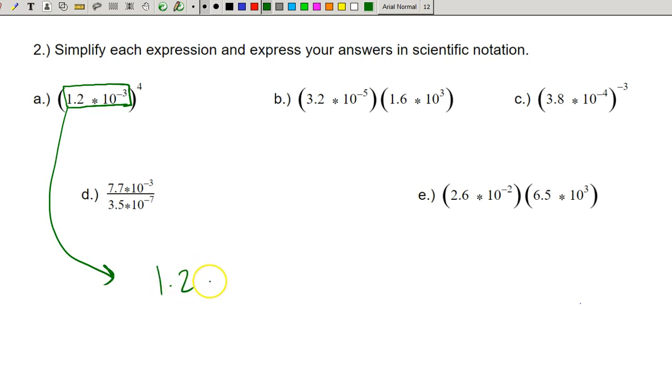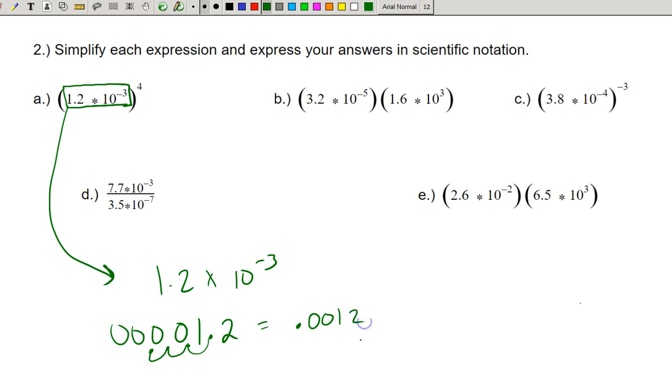1.2, if I'm multiplying times 10 to the negative 3, I'm taking 1.2 and dividing by 10 three times. So I'm going to be taking this decimal and moving it over: 1, 2, 3. So this number in standard form is going to be 0.0012. Just to give you a little primer on scientific notation, that's a small number.